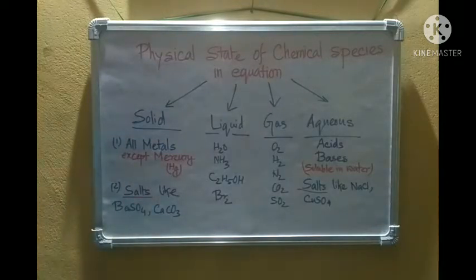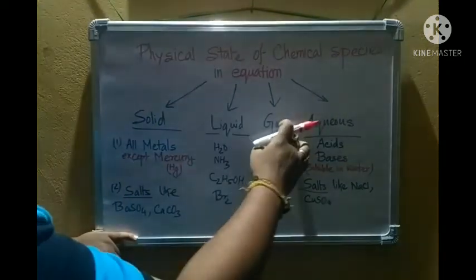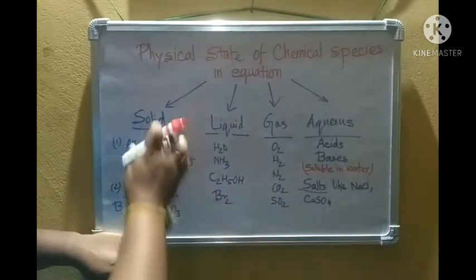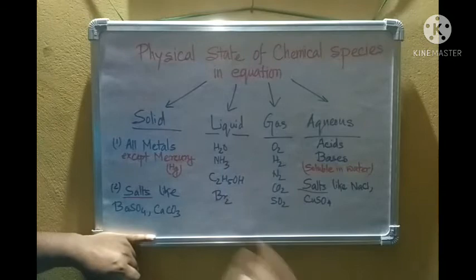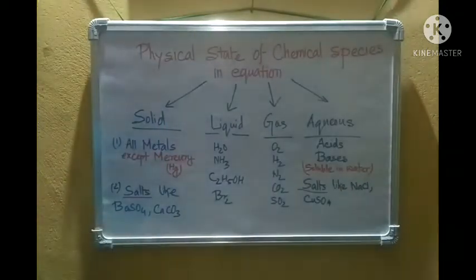So what are they? One is solid, then liquid, gas, and aqueous. We all know that there are generally three physical states of any matter, that is solid, liquid, and gas. So now what is aqueous? The aqueous state is mentioned when any chemical species is dissolved in water. If any chemical, any compound, any salt is dissolved in water before using in a reaction, then we mention it as aqueous state.